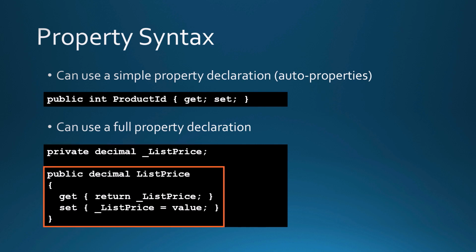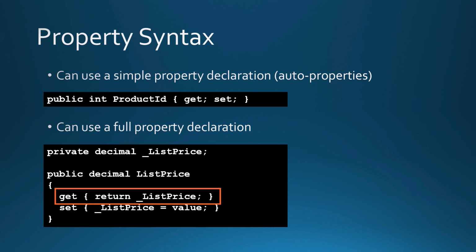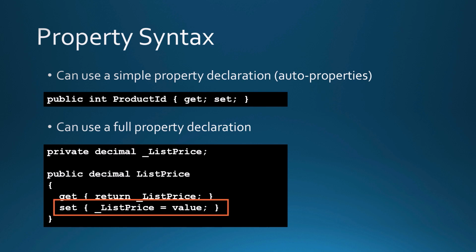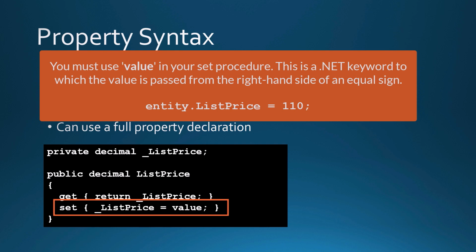Then we have our property get and set syntax, which is public decimal ListPrice. Then within curly braces, we have a get. Within curly braces, you return _listPrice. So you're returning the value in that private field. Or in the set, you are setting the _listPrice private field equal to value. Now, value is a keyword. It's where .NET passes the value to you that you are using to set this particular property.